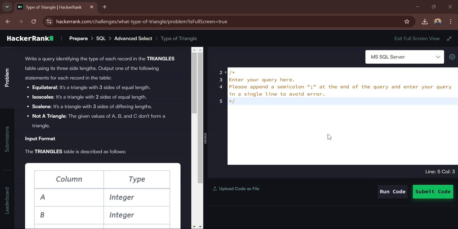Today we will solve one more Hackerrank SQL question, that is type of triangle.